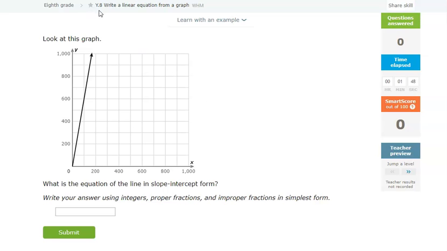We're going to be talking about now skill Y8 in IXL for 8th grade. Write a linear equation from a graph. All right, so this is what we're going to be looking at.